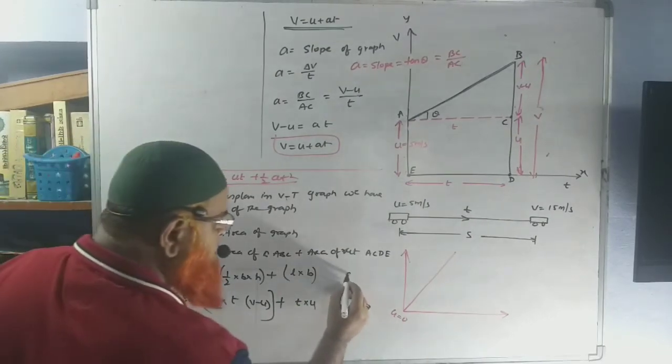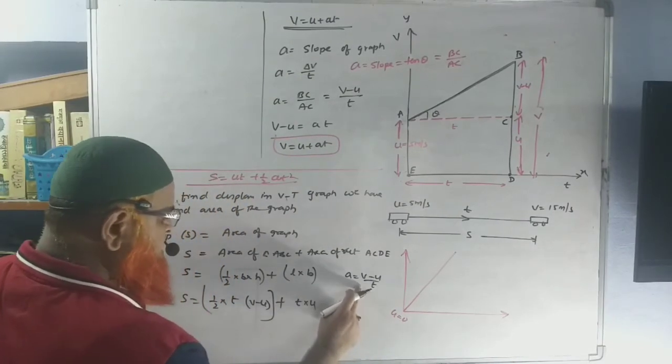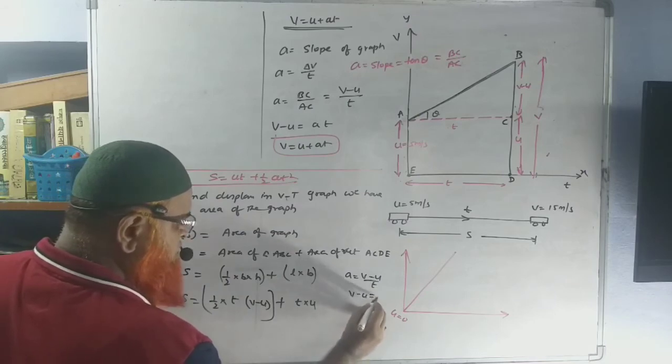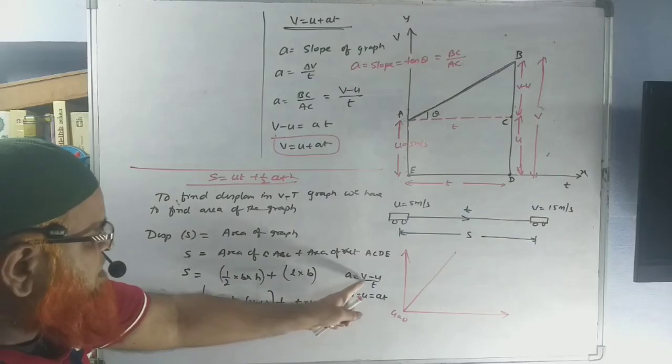So you all know A is equal to V minus U by T. So can you replace V minus U with AT? Yes, we can do that one. So you can replace V minus U with AT.